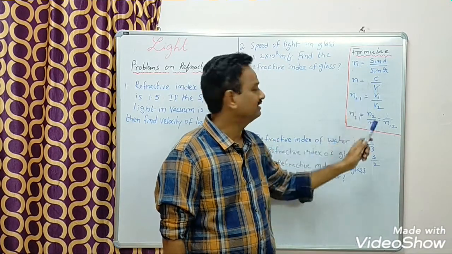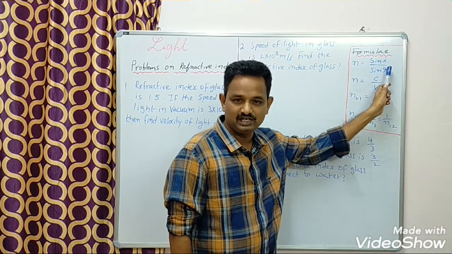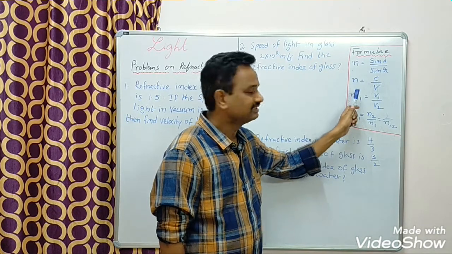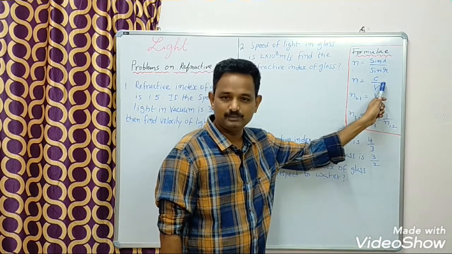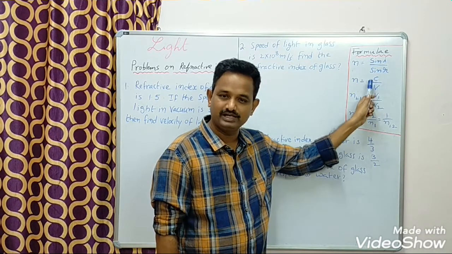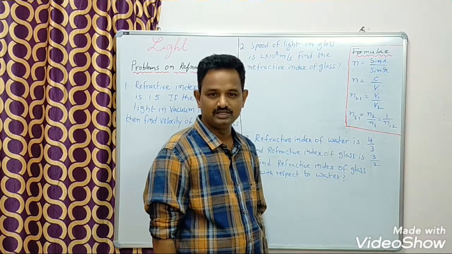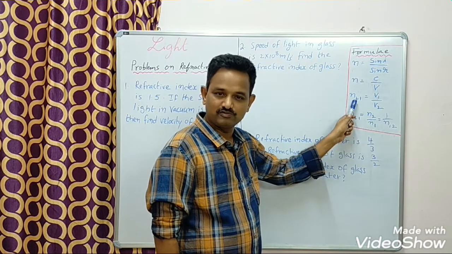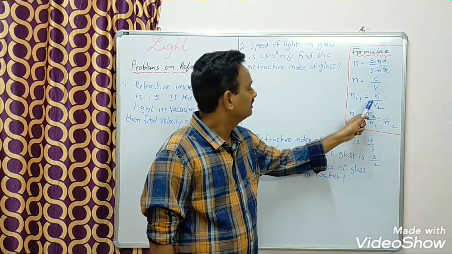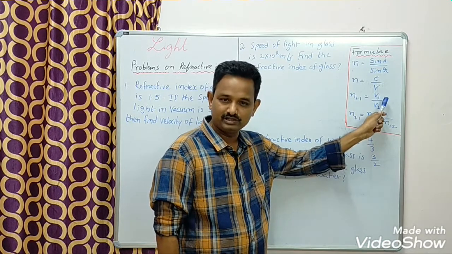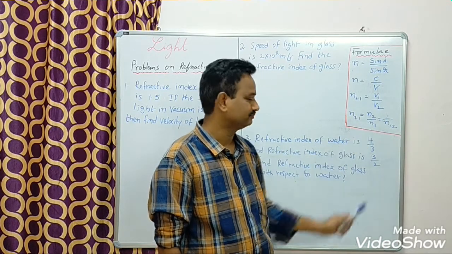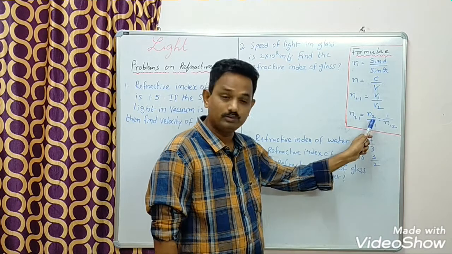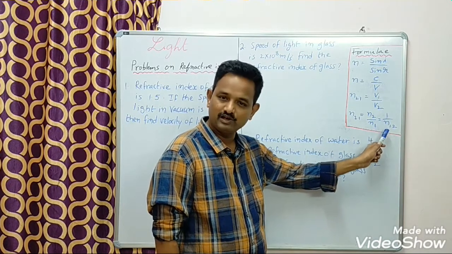Refractive index from Snell's law, n equal to sine angle of incidence by sine angle of refraction. Absolute refractive index, that is n equal to c by v. That means speed of light in air or vacuum by speed of light in the given medium. Next, relative refractive index. That means refractive index of medium 2 with respect to medium 1. That equals speed of light in medium 1 by speed of light in medium 2. You can write n21 is equal to n2 by n1. That equals 1 by n12.